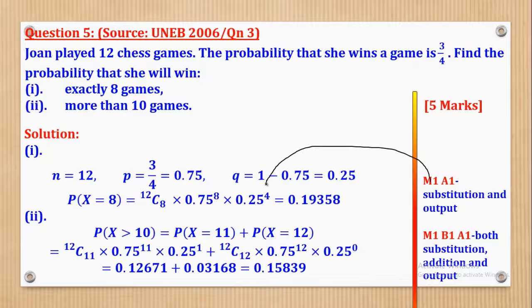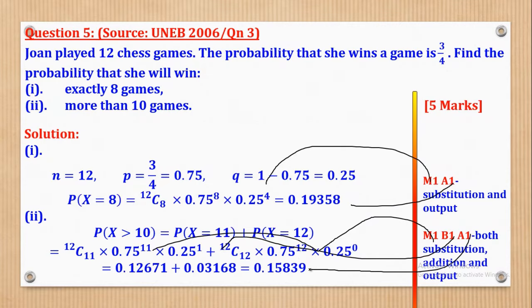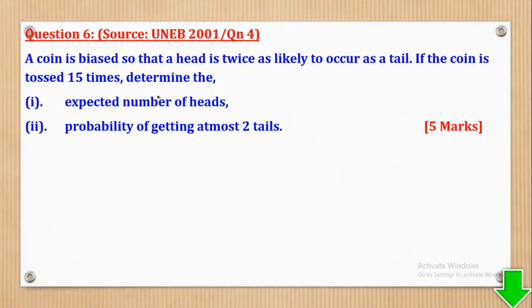M1 will be for this substitution, A1 for the output, M1 for this substitution, B1 for the addition, and A1 is for the output. So that was question 5.